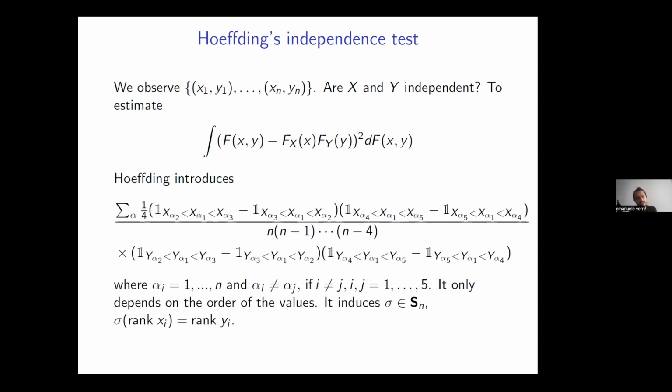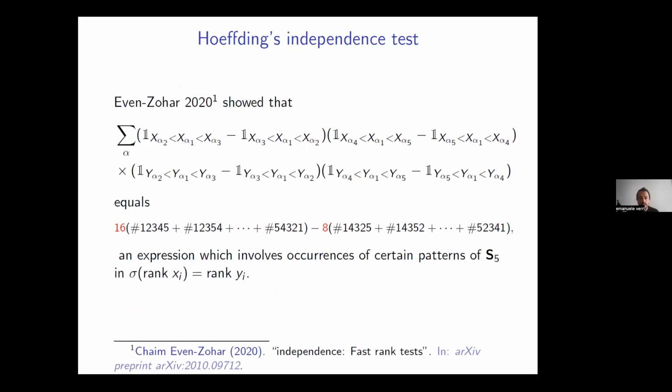And the interesting part about this statistic is that the only thing that matters is the order of the values. Clearly, if we consider the order of the x and the order of the y, this induces a permutation of size n. And so we can have also different data values. The only thing that matters is the order. And it turns out that this kind of expression, the summation at the numerator, can be rewritten only in terms of the occurrences of certain permutation patterns.